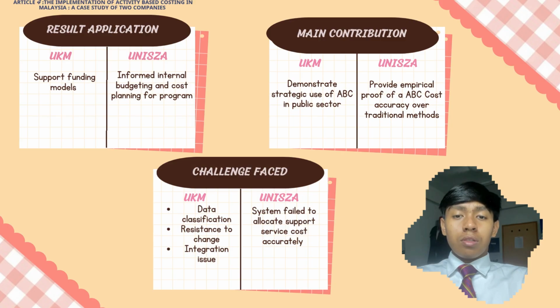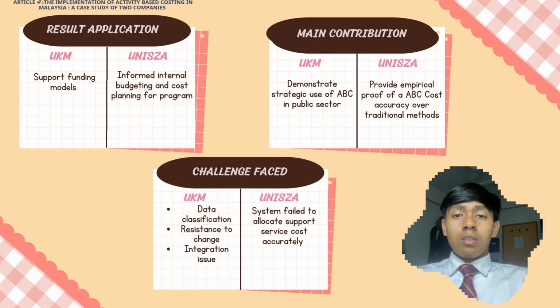Next, the main contribution of ABC. UKM's main contribution was showing how ABC can be used as a strategic tool in higher education. It demonstrates how a large university can implement ABC to support national funding models and long-term financial planning. For UNIZA, their key contribution was to provide clear numerical evidence that ABC is more accurate and fair than traditional costing, especially in educational programs. Their case showed the practical benefit of ABC in a focused setting.